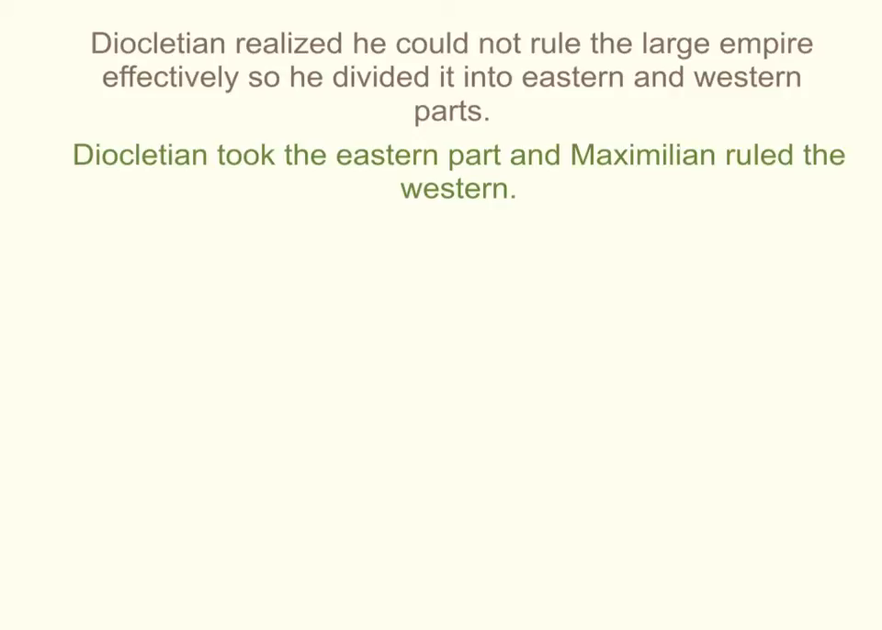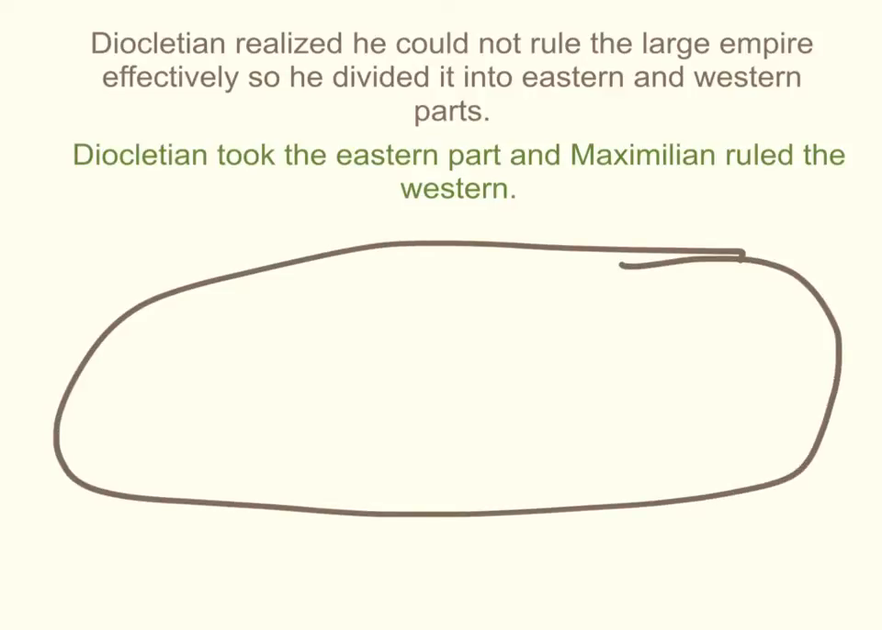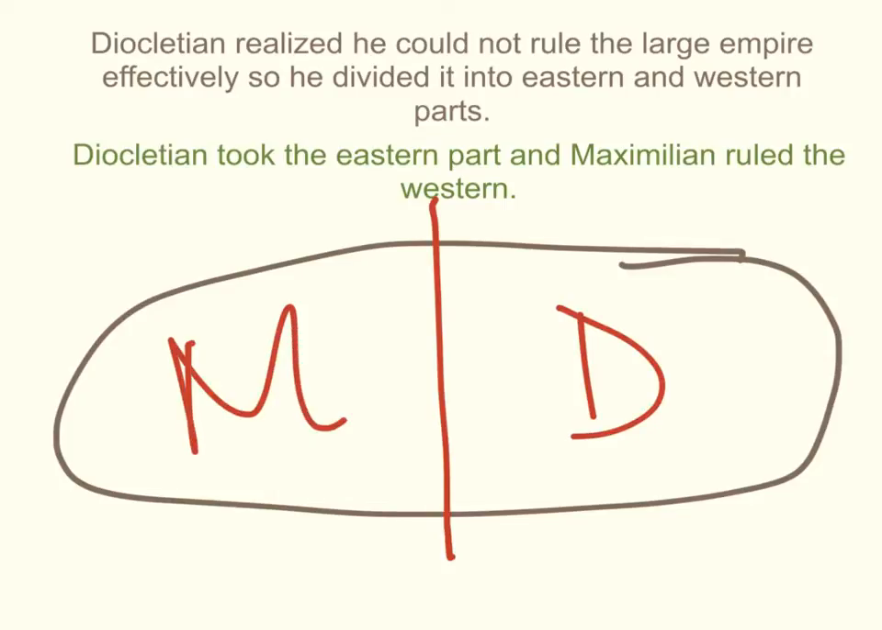Diocletian realized he could not rule such a large empire effectively, so he will divide it into two parts. So I'm going to, again, vaguely draw a Roman Empire here, and he will cut the empire in half. Diocletian will rule the eastern part, and a guy named Maximilian will rule the western part. Maximilian gets Rome, and Diocletian gets a place called Byzantium.